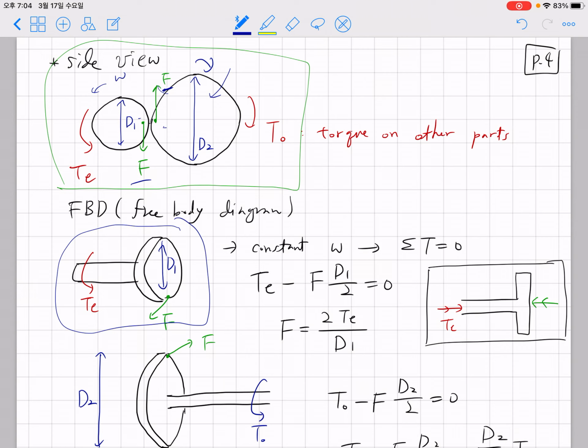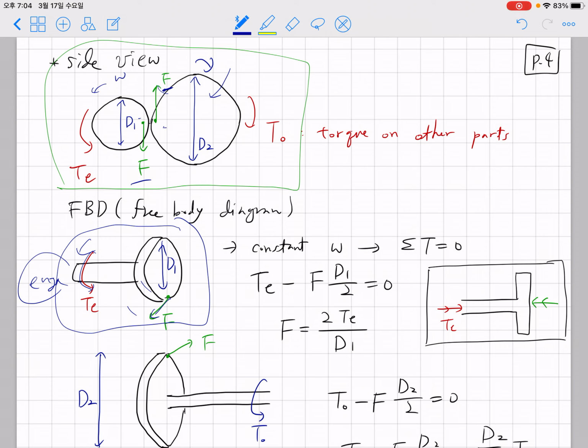So with D1, here we have the engine, and the engine is exerting torque TE to one part of the shaft. As a reaction, this part of the engine will have a force in this direction, and that force exerts opposite direction torque on the shaft.